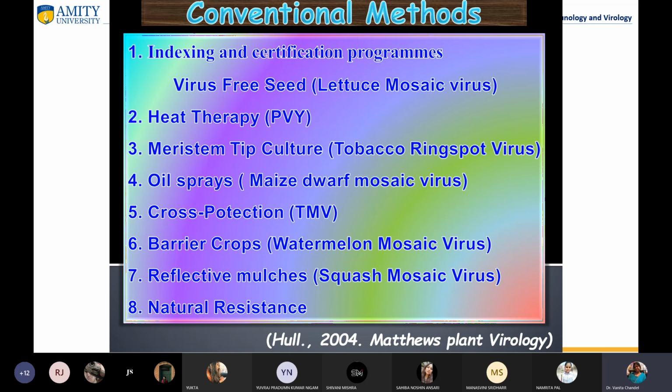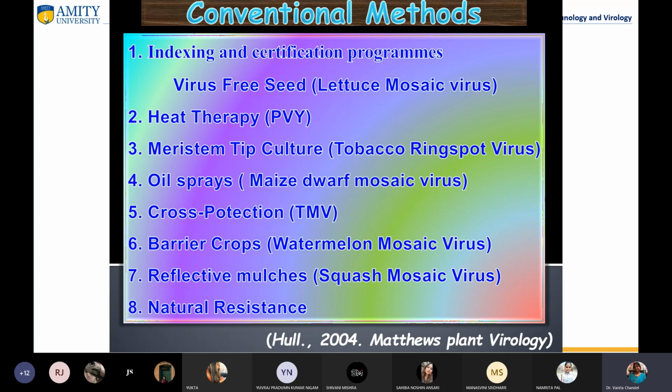Then there are certain oil sprays. Oils can be sprayed on the plant, and these oil sprays can prevent the vector from feeding on that plant. If the vector is not feeding, then, because virus transmission takes place mainly through the vector, the vector is not able to transmit the virus to another plant, so that way also we can manage. Cross protection, I'll discuss this strategy in a little more detail, how we go for cross protection.